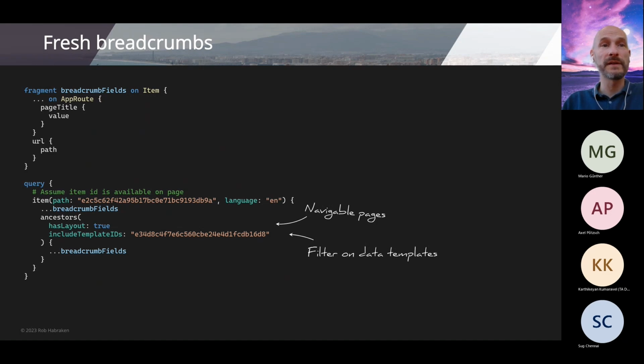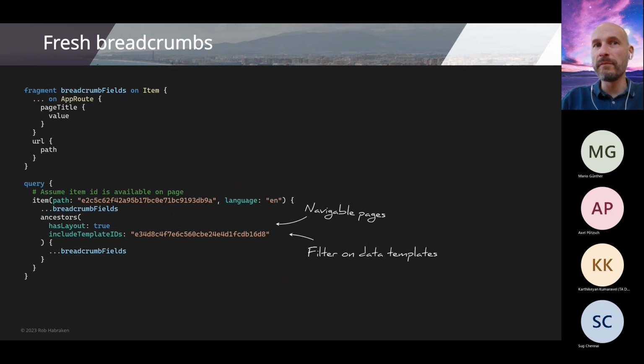Because within GraphQL, with the has layout true parameter, you can filter on navigable pages, and you can filter on certain data templates. So you can say, I want all the ancestors leading up to my current item with a specific template ID, so I can build up my breadcrumb.